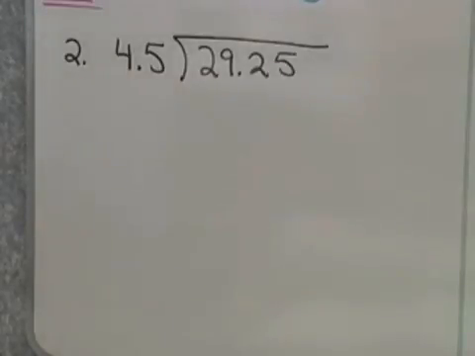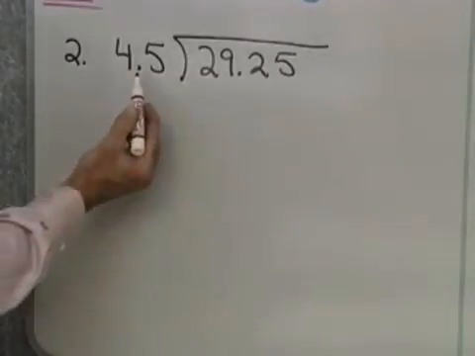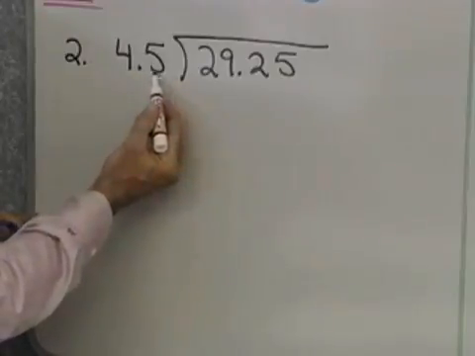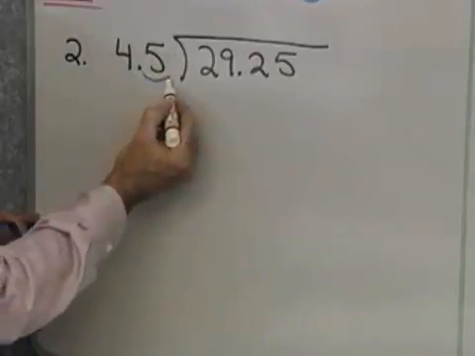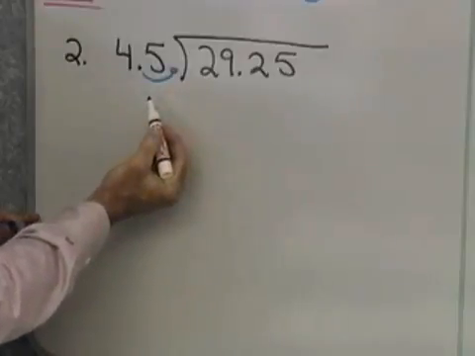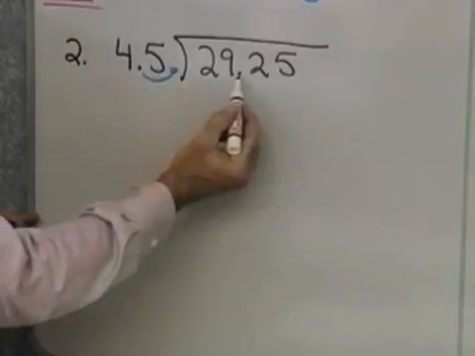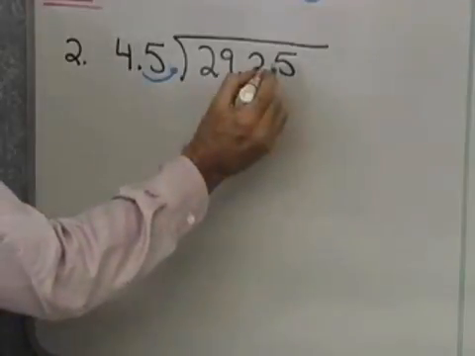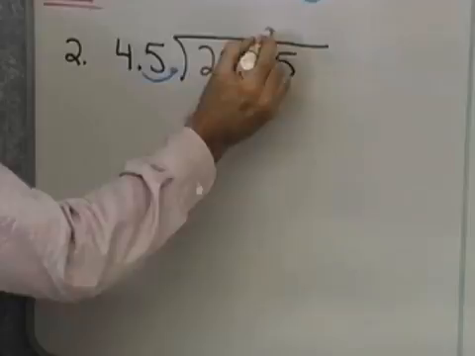4.5 into 29.25. Like I said before, we can't divide by a decimal, so I want to rewrite this as just 45. So I'm going to multiply this number by 10. That will move the decimal point that many places to the right, and I'll just have 45. I do the same thing to this number, and that moves the decimal point here. The decimal point in the answer then will go directly above that.